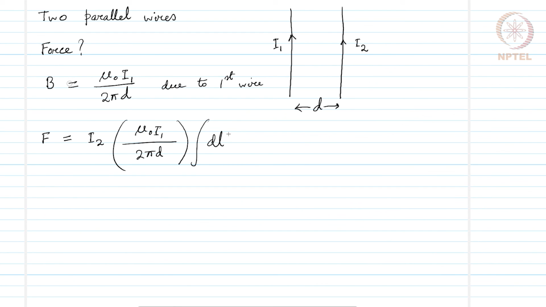Now, the total force is obviously infinite if we have infinite extent of these wires. The force per unit length can be given as mu naught over 2 pi times I1 I2 over the distance between these two currents.